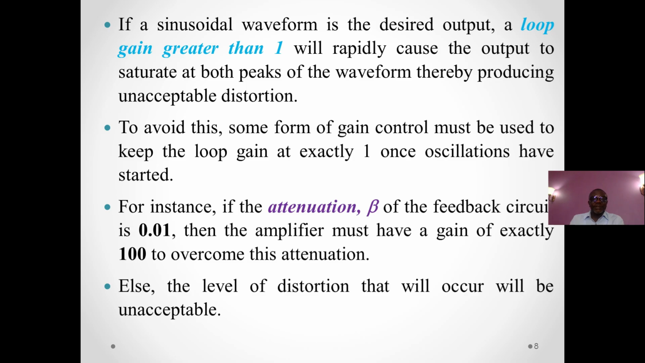For instance, if the attenuation beta of the feedback circuit is 0.01, then the amplifier must have a gain of exactly 100 to overcome this attenuation. Else, the level of distortion that will occur will be unacceptable.